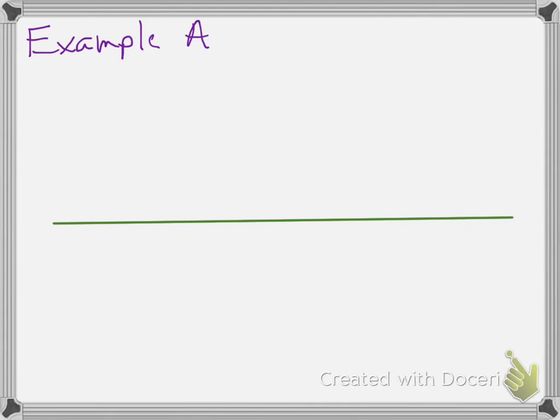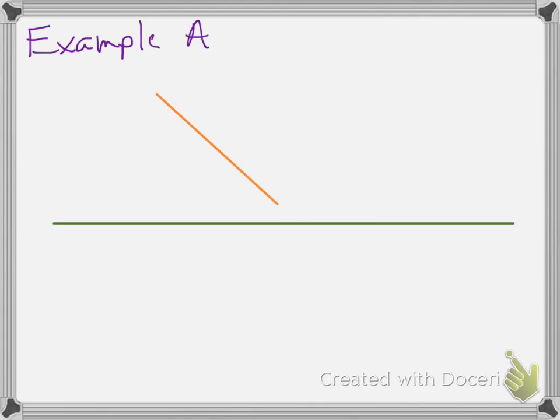So let's take a look at a practice question. Let's take a look at example A. We're going to set this problem up. That's going to be our barrier. We're going to have our incident ray. We will then draw our normal.